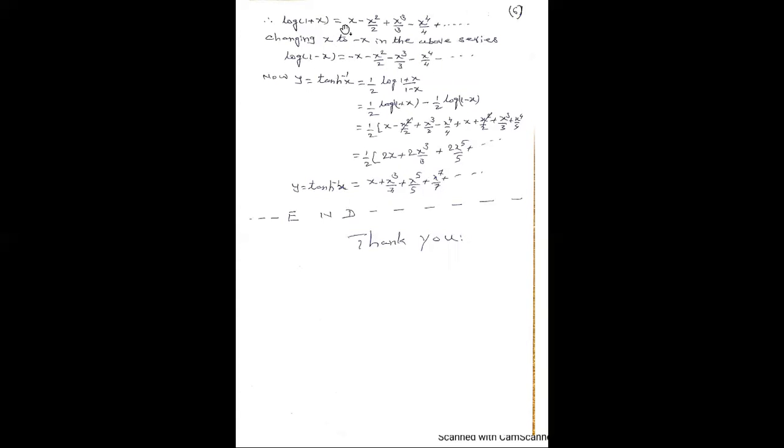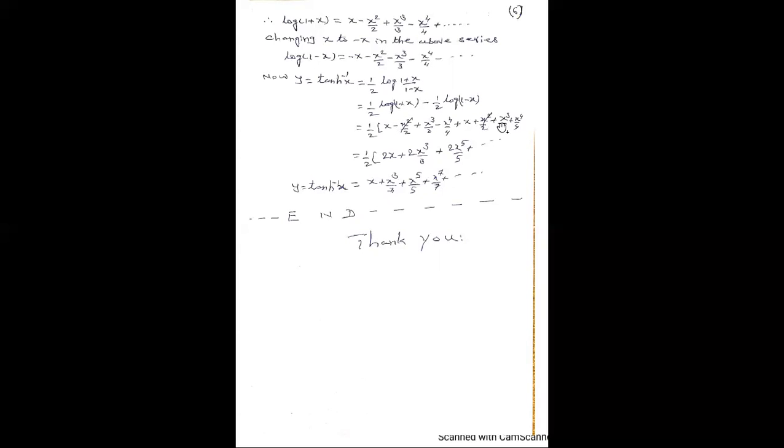Because you can get the formula for finding that y is equal to tan h inverse x, the hyperbolic tan h inverse x, is equal to 1 by 2 log of 1 plus x divided by 1 minus x, is equal to 1 by 2 log of 1 plus x minus 1 by 2 log of 1 minus x. Because of the logarithmic relations, you can put this value in this way. Then 1 by 2 we can take common throughout. Then the formulae for these two values are known to you.